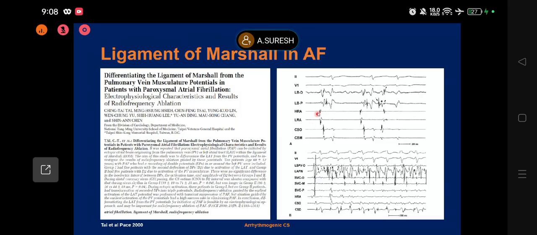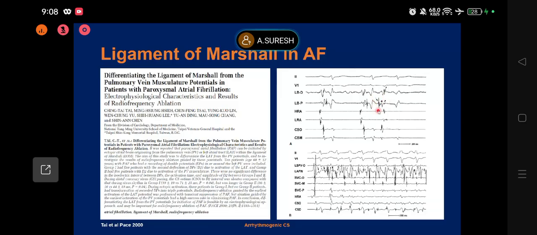If you can see here, there are three potentials in this channel. During sinus rhythm, this is the ventricle. You can see the left atrial potential, and then this is the atrial potential, and during AF, the vein of Marshall potential precedes the left atrial potential, and this is a pulmonary vein potential. So there are three potentials, and this being the trigger for the atrial fibrillation.